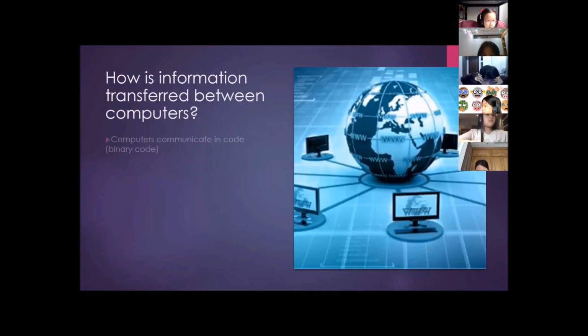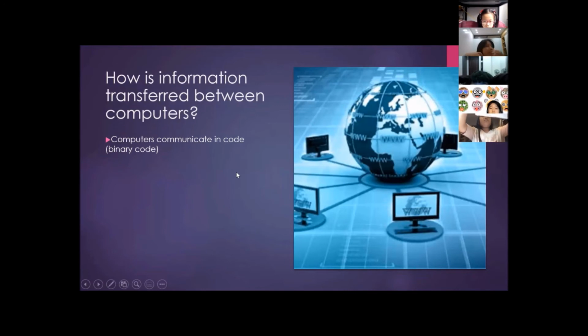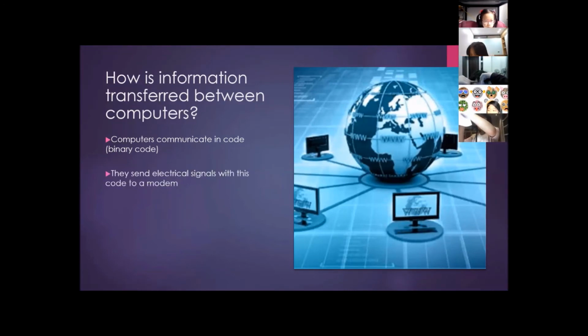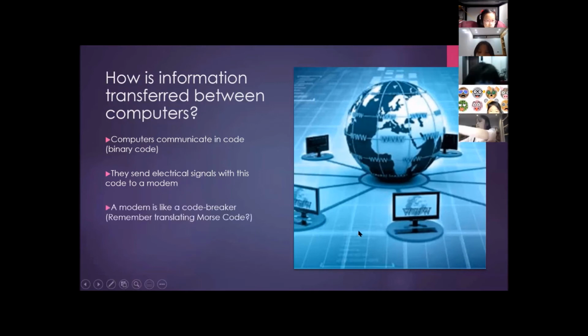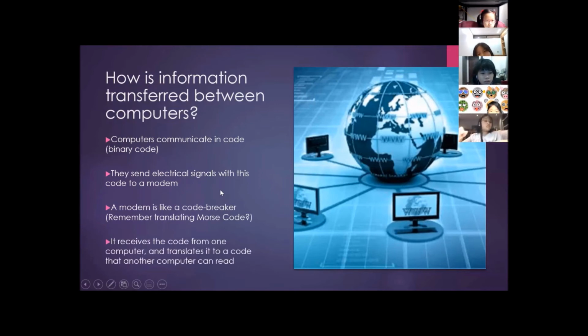Now we're talking about the internet. Computers communicate in code. Okay, we know this. We've established this. You've actually gotten quite good at reading binary code. They send electrical signals with this code to a modem. Have you guys heard of a modem before today? The Wi-Fi modem, sometimes you might need to reset it. A modem is like a code breaker. Like when we were translating Morse code. It receives the code from one computer and translates it to a code that another computer can read.